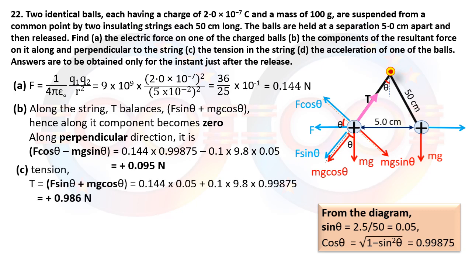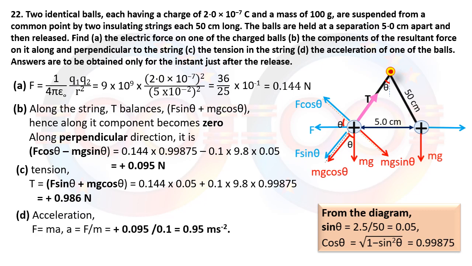and it is positive, it means F cos theta is bigger than mg sine theta. C is tension. So tension is being balanced by these two forces along the string, that is F sine theta plus mg cos theta. Again, you put the value, F 0.11, sine theta 0.05, m 100 gram, so that will be 0.1 kg, g 9.8, cos theta 0.99875. After adding, it will be 0.986 Newton.